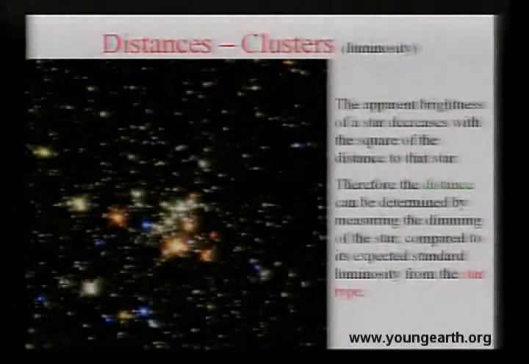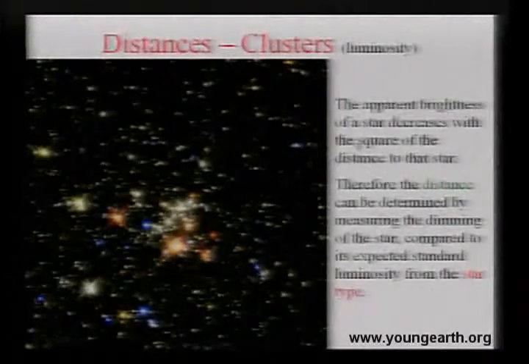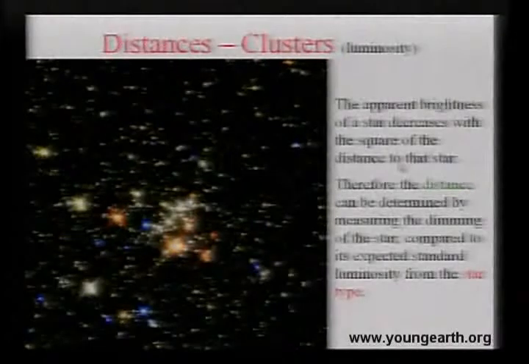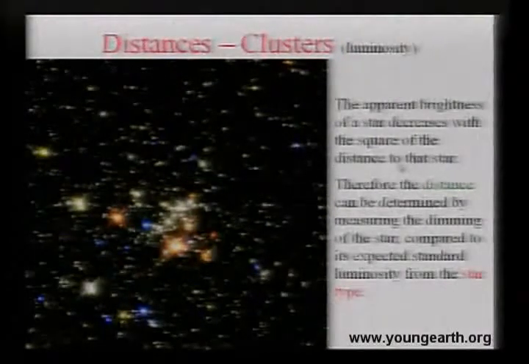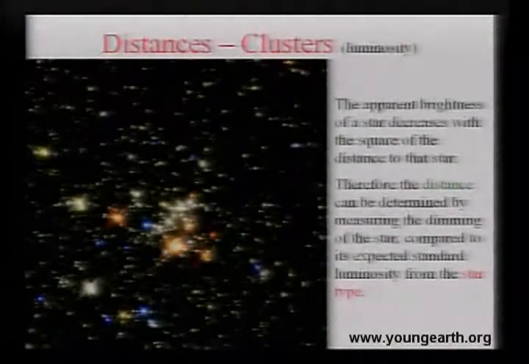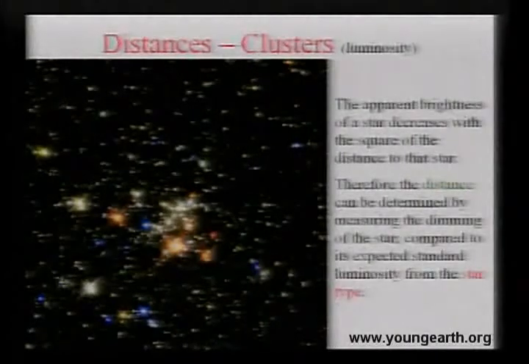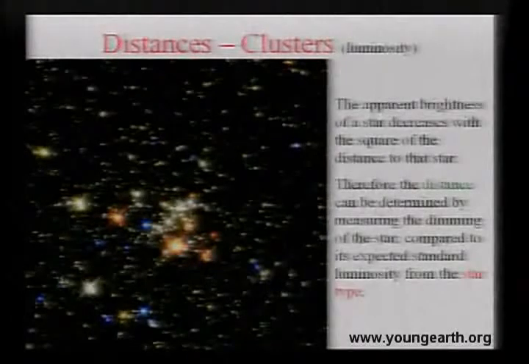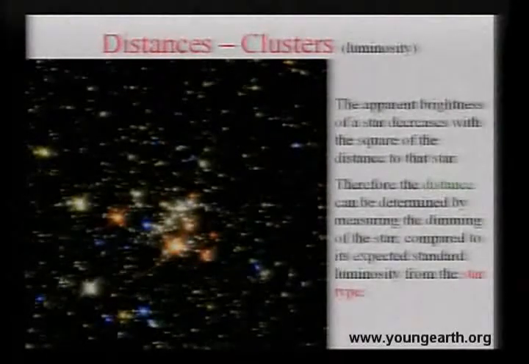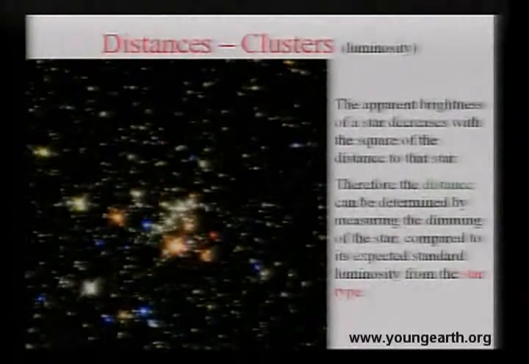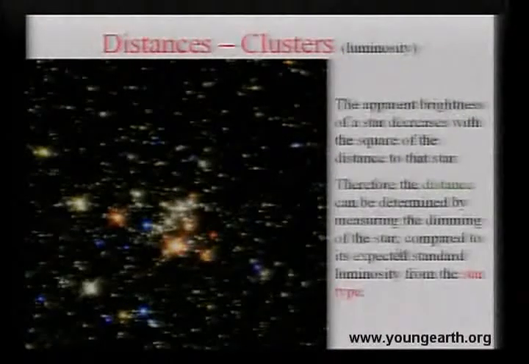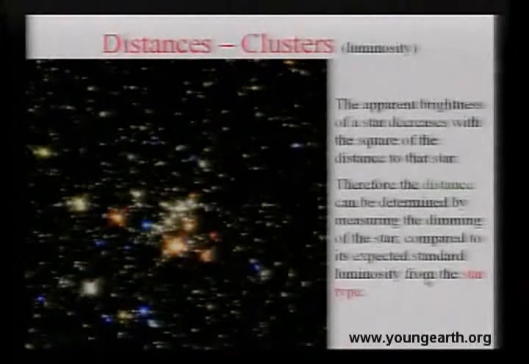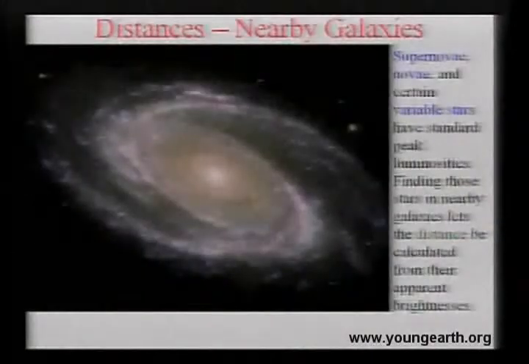Again, this is a fairly straightforward calculation: the apparent brightness of the star decreases with the square of the distance to that star. You just take any light here on Earth, move it farther away, and it gets dimmer and dimmer with respect to the square of that distance. And therefore, the distance to a star can be determined by measuring the dimming of the star and comparing that to the expected luminosity from the star type.